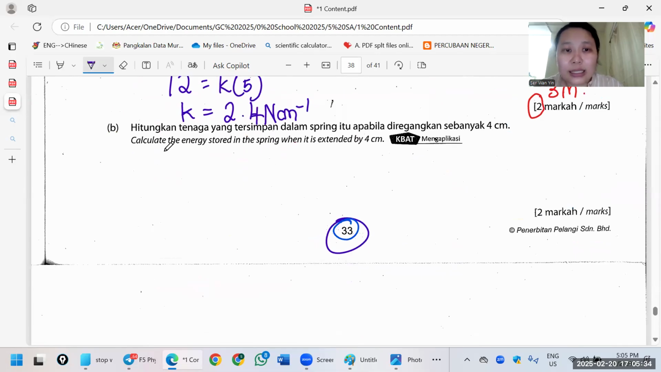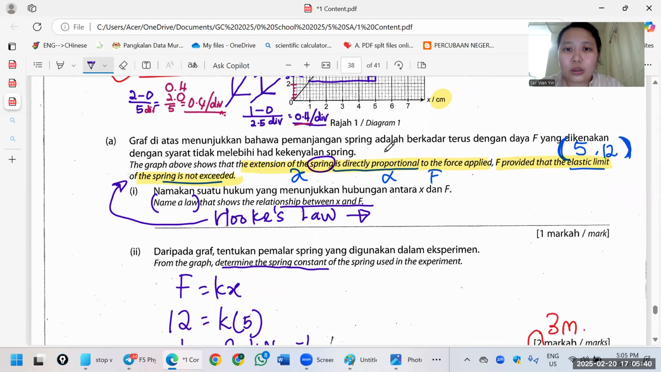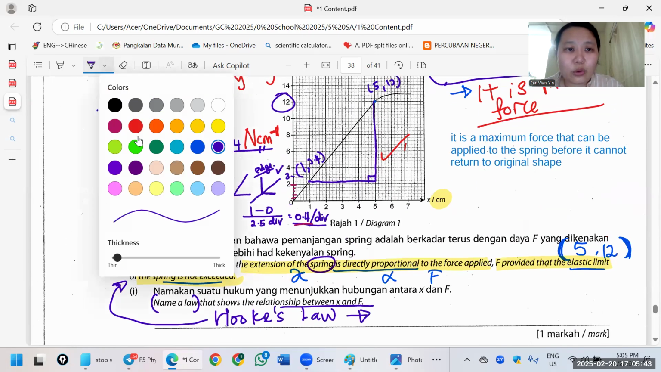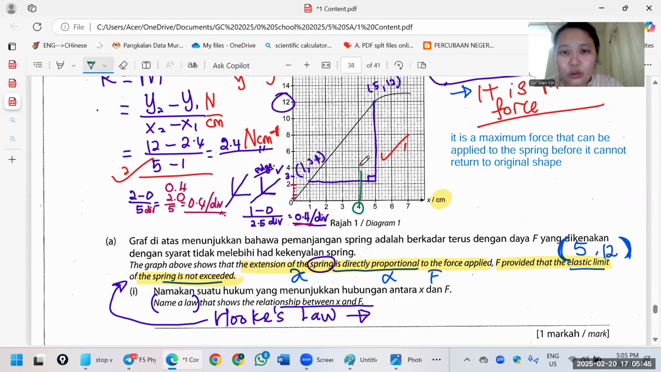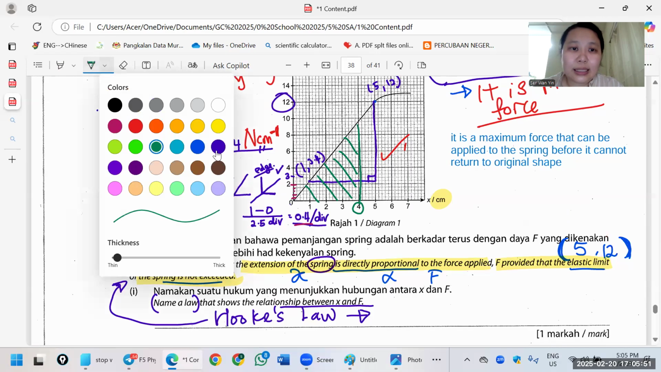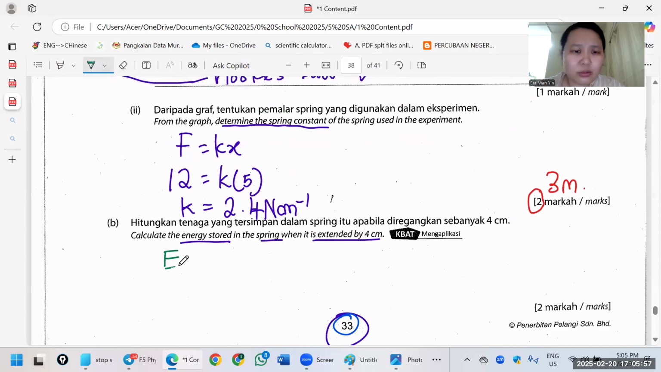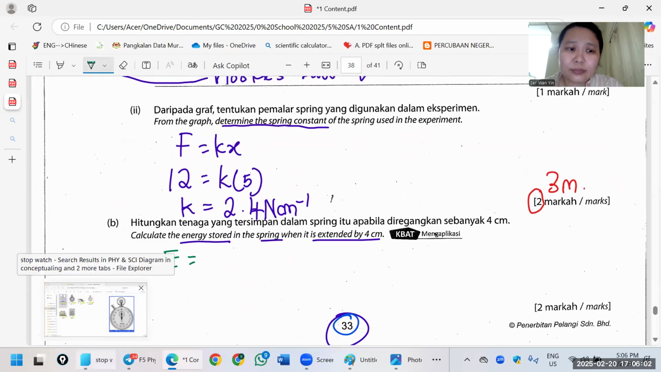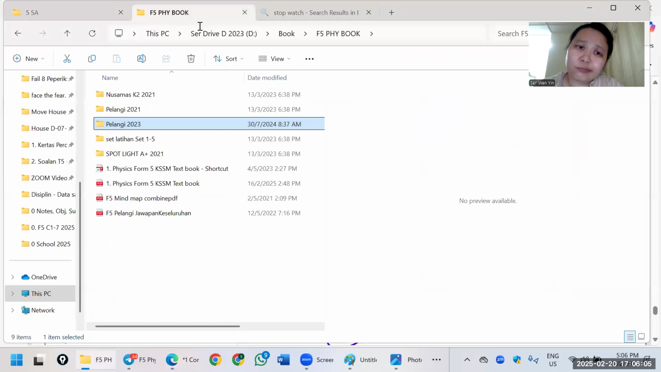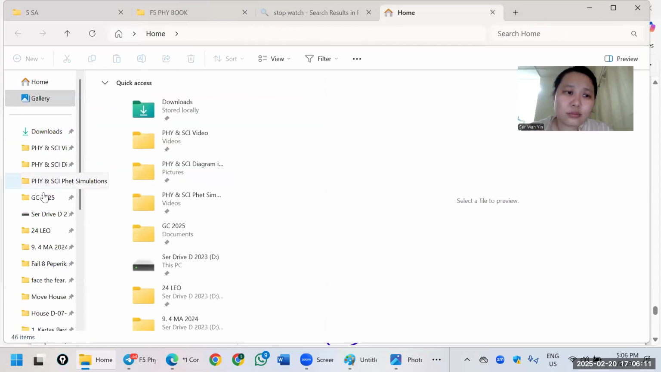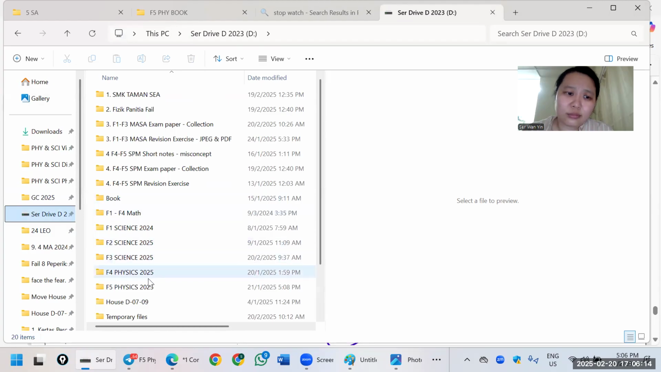All right, so now calculate the energy stored in the spring when it's extended by 4. So it's here. This is the area under the graph. Or we can use the formula. What's the formula? I forgot. Oh my god, I forgot.